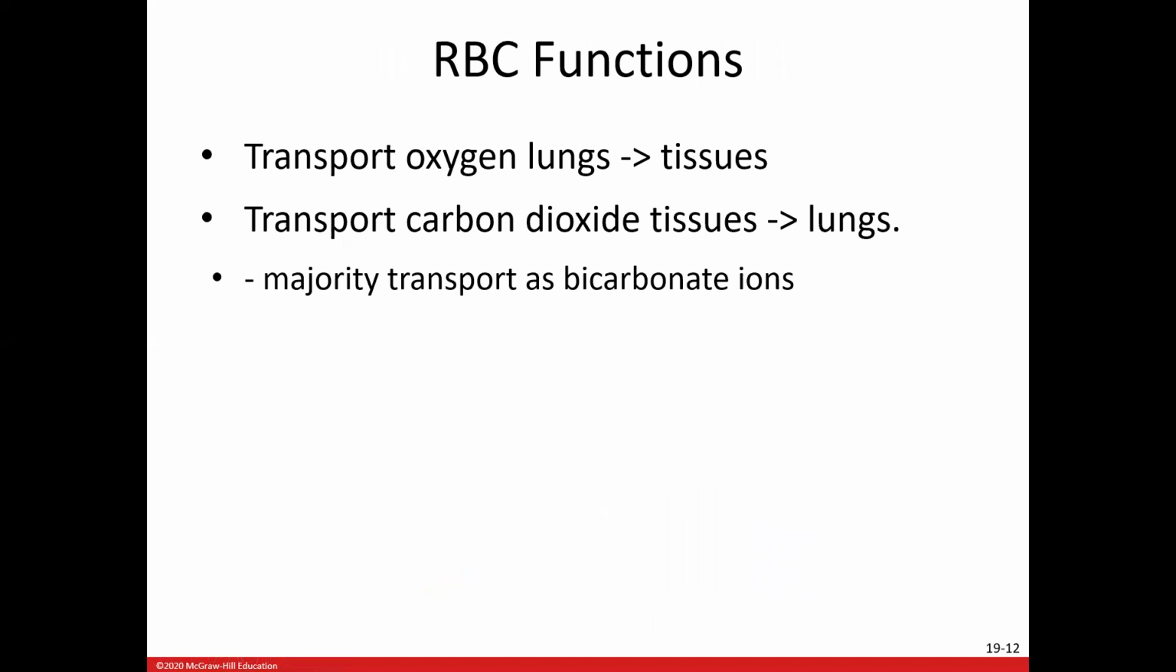And like I mentioned, your red blood cells are largely there to transport oxygen from your lungs to your tissues, but you also transport carbon dioxide from your tissues back to the lungs to be removed from the body. And it's mostly transported as bicarbonate ions, which is contributed by your carbonic anhydrase.